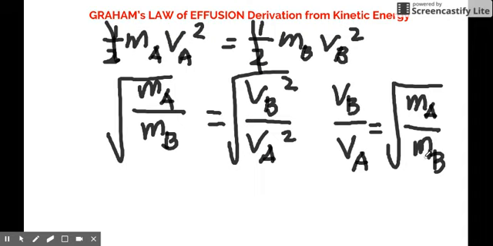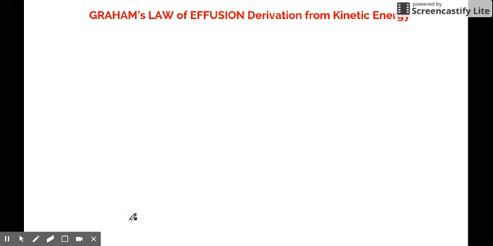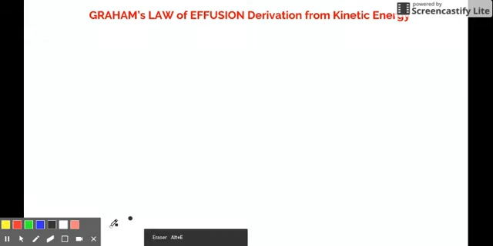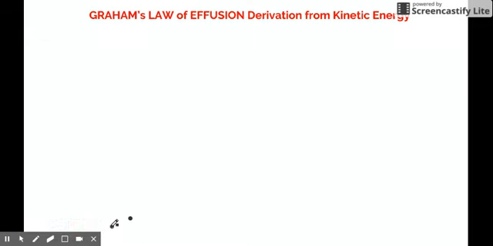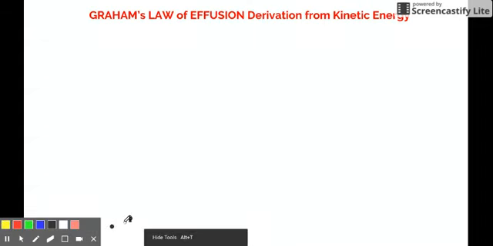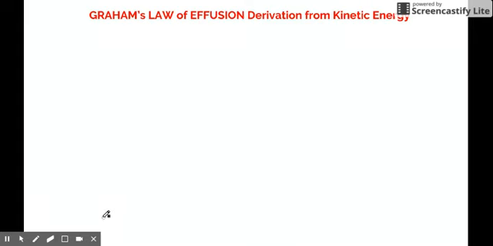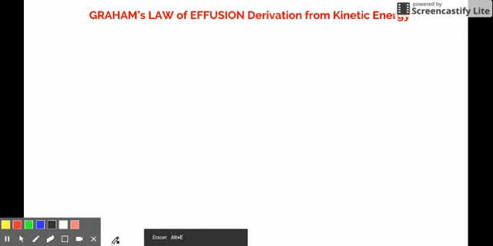In summary, we know that Graham's law now is about investigating the relationship between the velocity of a gas and its molar mass. Sorry, there's some trouble here. Let me just escape from my slide.